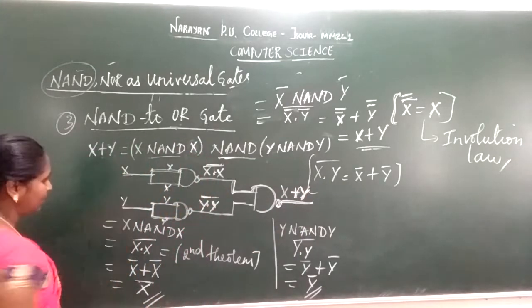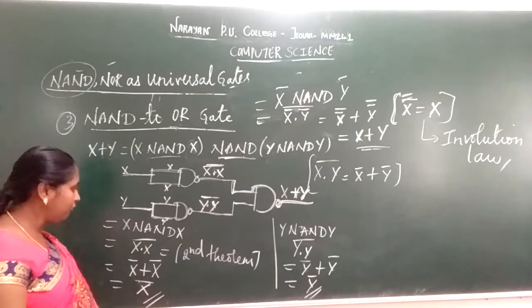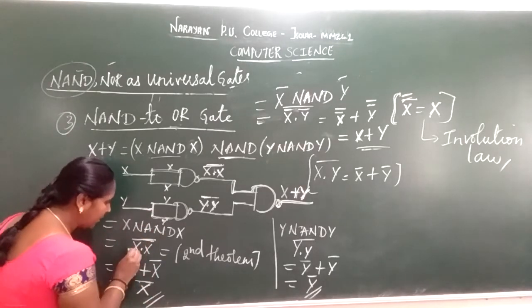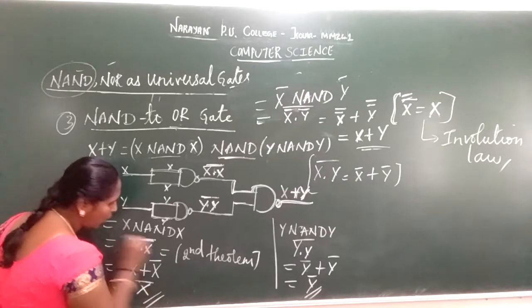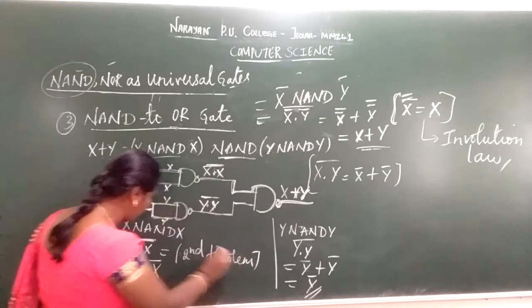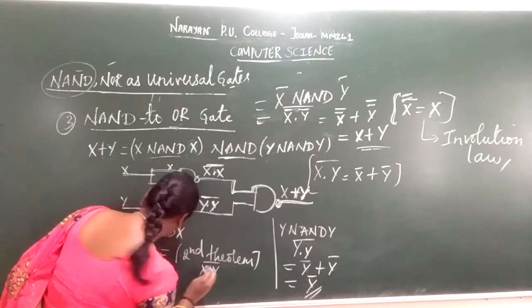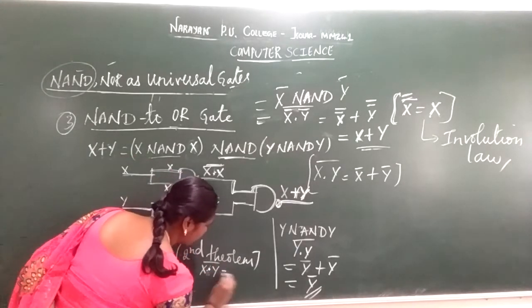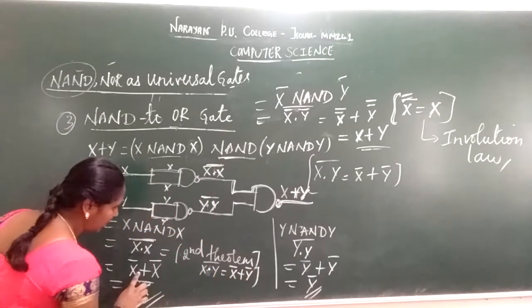So I have taken the expression x NAND of x. As it is, you write x NAND of x. x NAND of x is nothing but x bar into x bar, that is nothing but x into x the whole bar. According to De Morgan's theorem, what is my second De Morgan's theorem? x into y the whole bar is equal to x bar plus y bar. So I have implemented that one here.